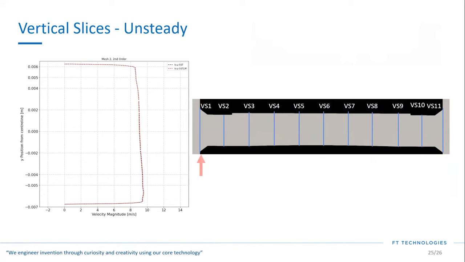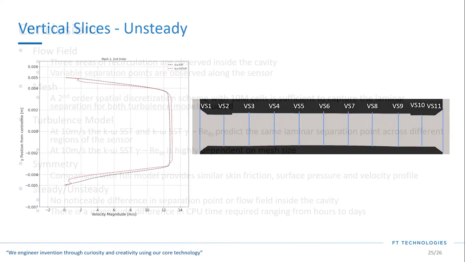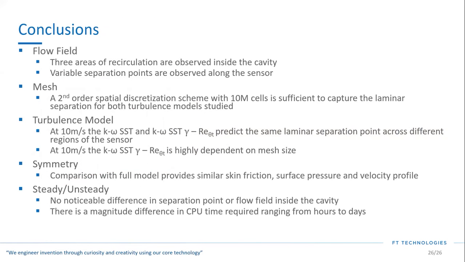So what are the conclusions that we can take from this? There are 3 areas of recirculation that we can see inside of the cavity, as well as variable separation points observed along the sensor itself.